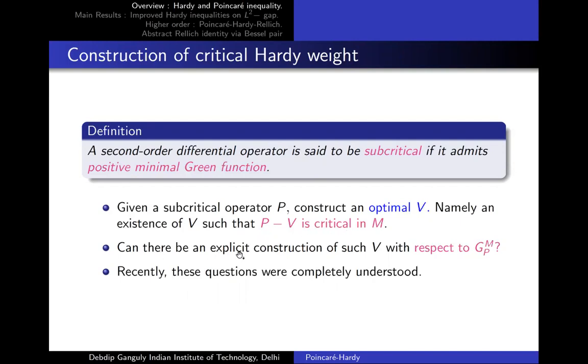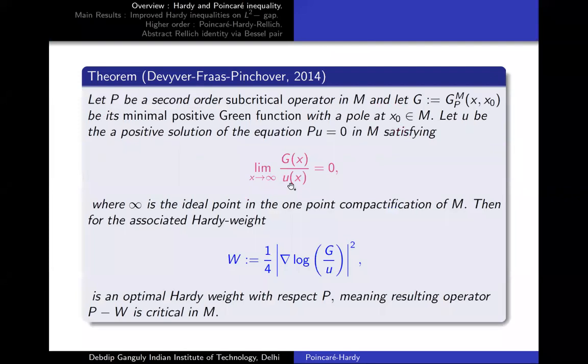Can there be an explicit construction in terms of the Green's function? Recently, these questions were completely understood in a very important paper by Devyver, Fraas, and Pinchover in 2014. They completely deduced the construction of the Hardy weight. Let P be any second order subcritical operator in M. Subcritical means there exists a Green function, that is the definition. So let G be the minimal positive Green function with a pole x naught, and let U be any positive solution of the equation PU equal to 0, satisfying this assumption.